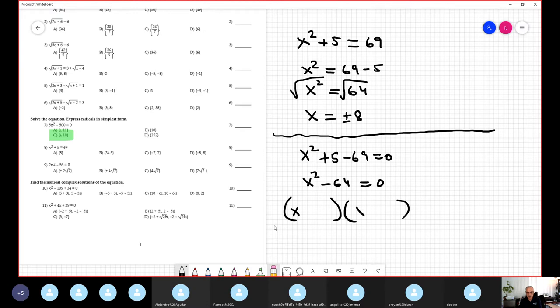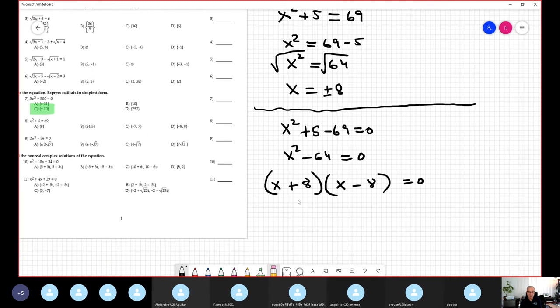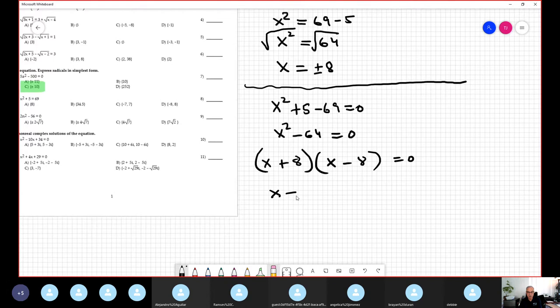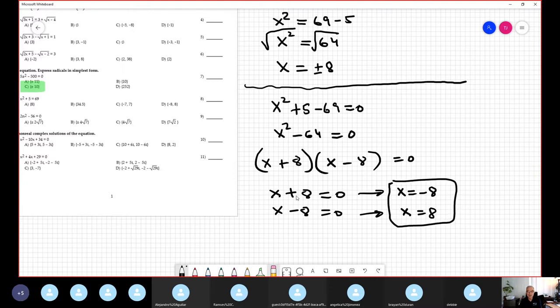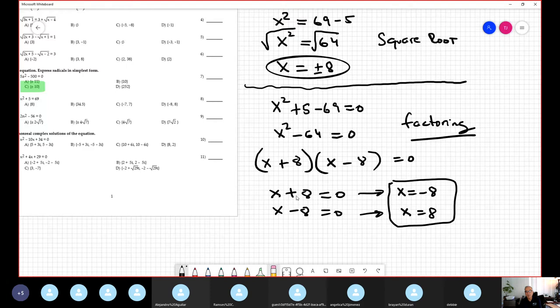Like that: (x plus 8)(x minus 8) equal to zero, and you separate into linear equations. The first linear equation is x plus 8 equal to zero. That means x is negative 8, and the second is x minus 8 equal to zero. That means x is positive 8, and we get exactly the same solution as this. Okay, this was by factoring. This was by square root.